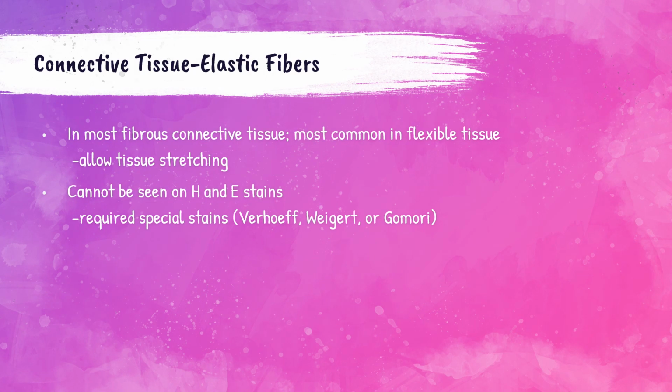Elastic fibers are in fibrous connective tissue, but are most frequently found in tissue that needs to be flexible. So elastic fibers allow tissues to stretch. They cannot be seen on regular H&E stains. They are only visible with Verhoeff, Weigert, and Gomori stains. Again, we'll discuss these stains later on in the lecture.